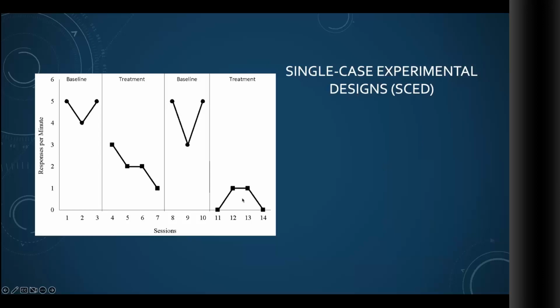So it could be a line graph, and you're really looking at behavior change over time. On the y-axis over here, you can see responses per minute, and I'm looking at these data in terms of what the baseline levels were, and then when I added treatment, what the behavior reduction looked like. And then I did what's called a replication, where I went back to baseline and then back to treatment.